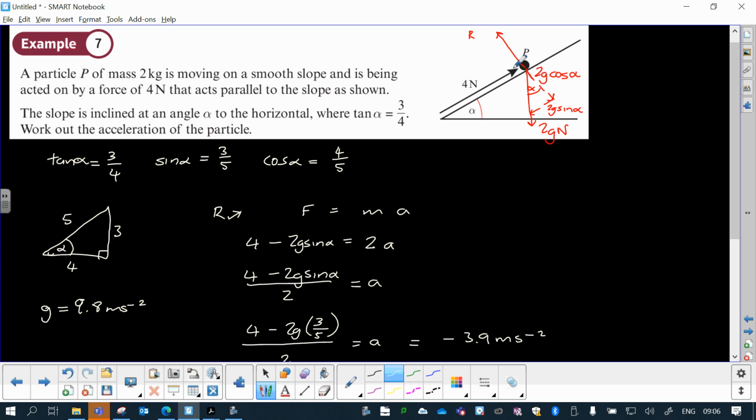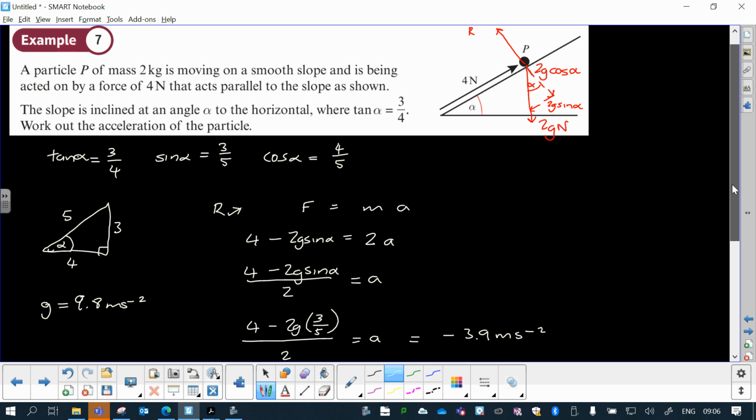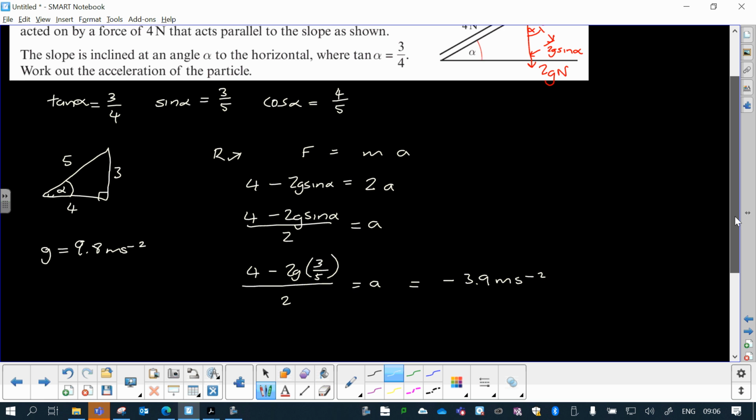Brilliant. Now, we weren't asked about R or 2G and using R or 2G cos alpha, but we could have worked out the normal reaction force to this if we'd wanted to, or if they'd asked us to. But they didn't. So we're done.